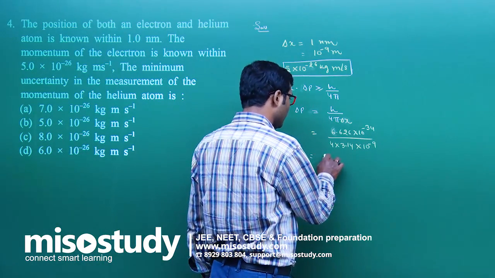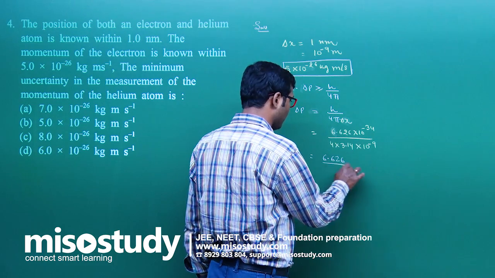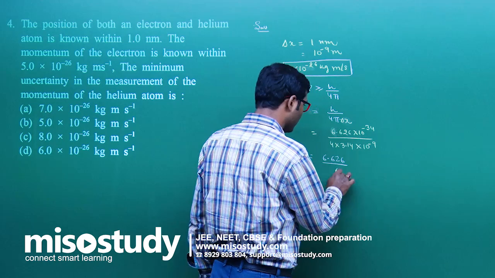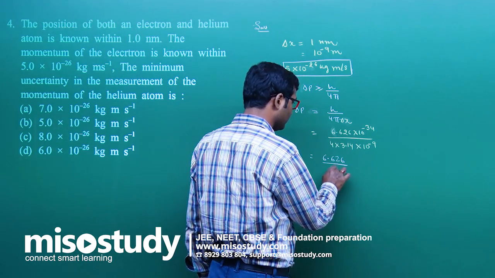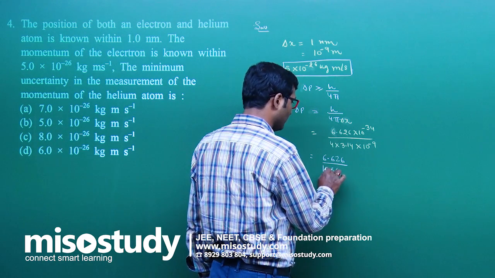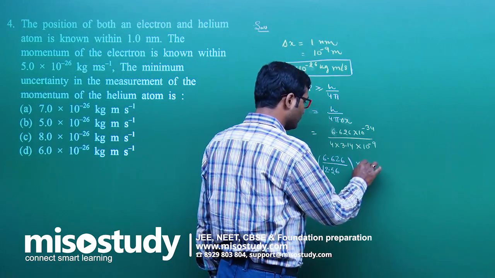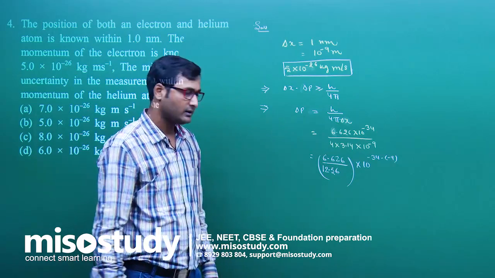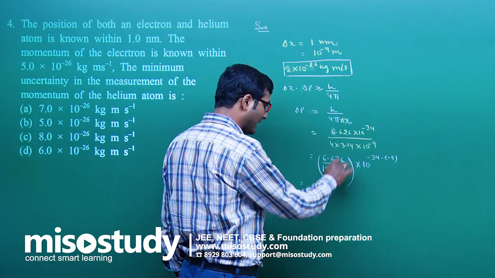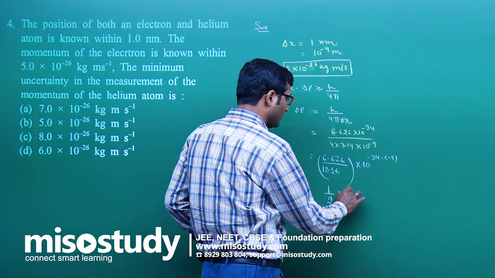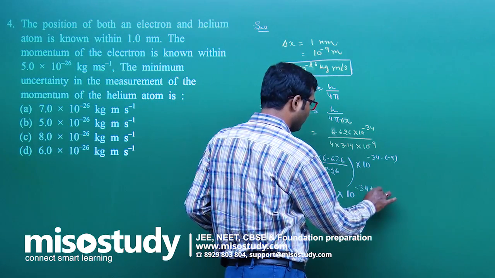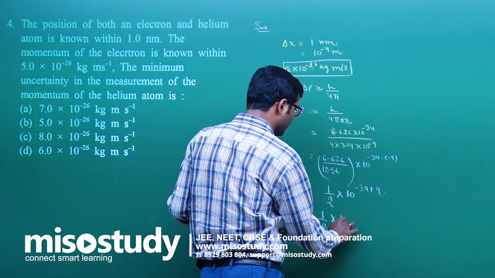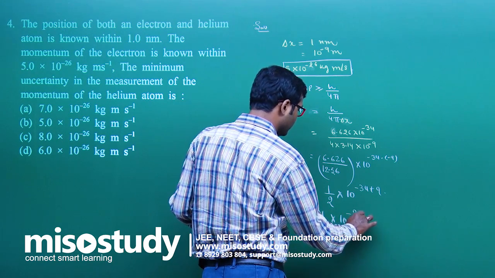Now we will solve 6.626 upon 4 into 3.14, around 12, okay, into 10 to the power minus 34 minus 9. Yes, sir. Now the value will be around 1 by 2, around 1 by 2 into 10 to the power minus 34 plus 9. That is 1 by 2 into 10 to the power minus 25.